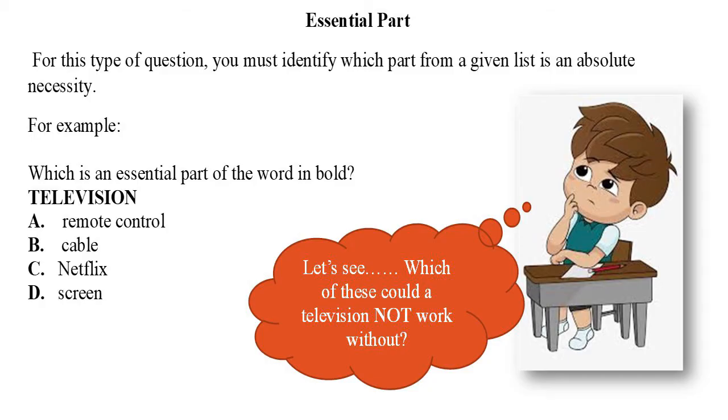So in order to find that answer, we're going to ask ourselves this question. Which of these could a television not work without? A remote control, cable, Netflix, or a screen? If you said screen, then your answer is correct. Without a screen, we will not be able to watch the television. Therefore, the screen is an essential part. Give yourselves a thumbs up.